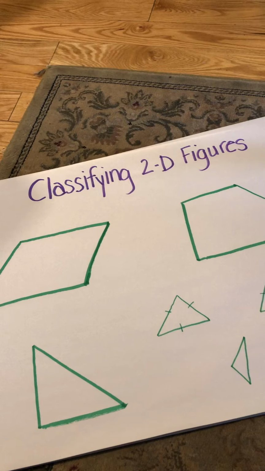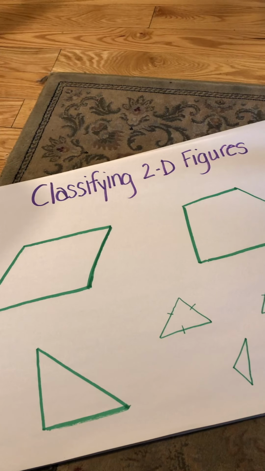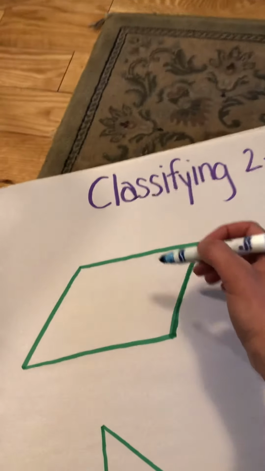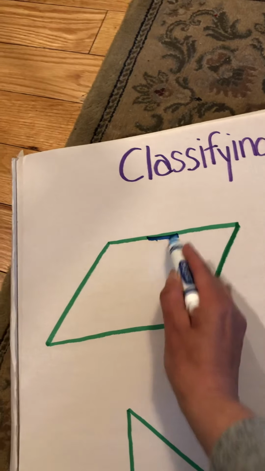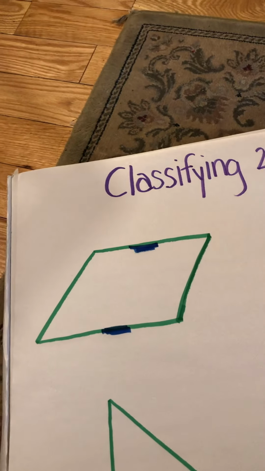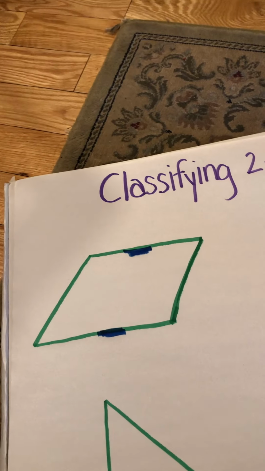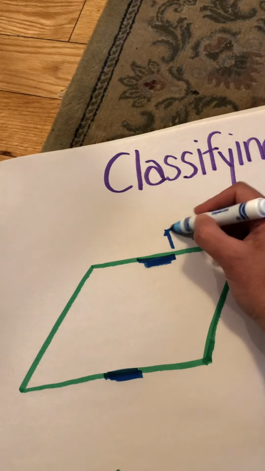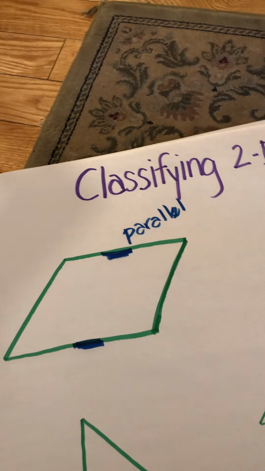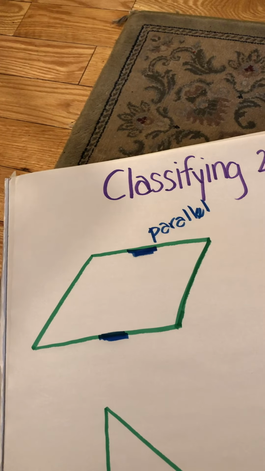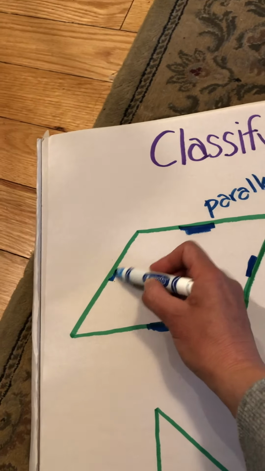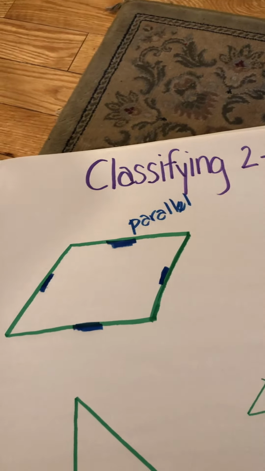One of the ways that you have been thinking about classifying figures is thinking about their lines. You could remember that if a shape has two lines that run next to each other that will never cross, we call those parallel lines. So I can classify shapes, putting them together, saying that they have parallel lines. Here's another set of parallel lines in this figure, so I can look for those.